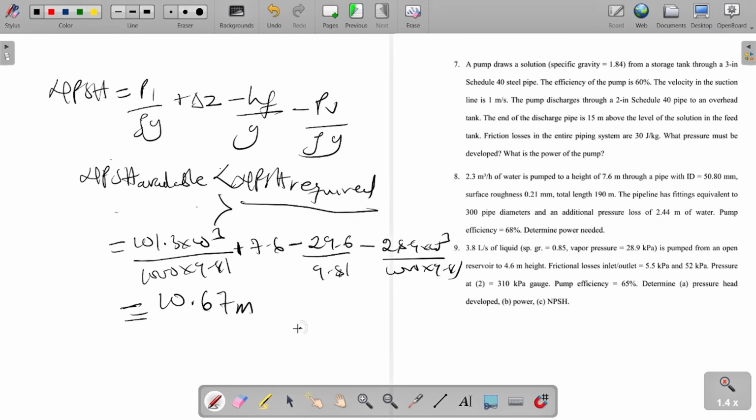So let's say the required is, let's say, 7 meters, right? Meaning that your available is greater than the required. So meaning that there's no cavitation, which is okay. But if this one becomes less than your required, that means absolutely cavitation, okay. Okay, so question 9, that's the only thing that came in question 9, the NPSH, right? So yeah, thank you.